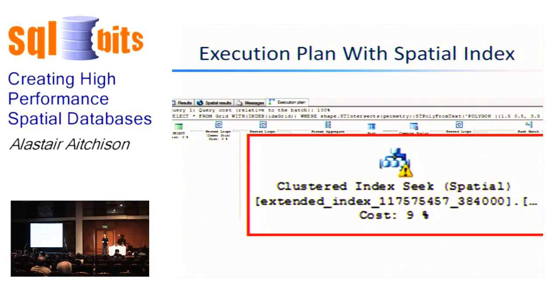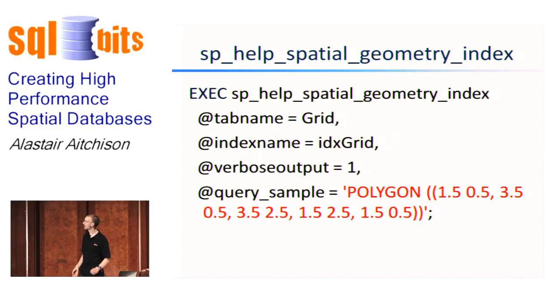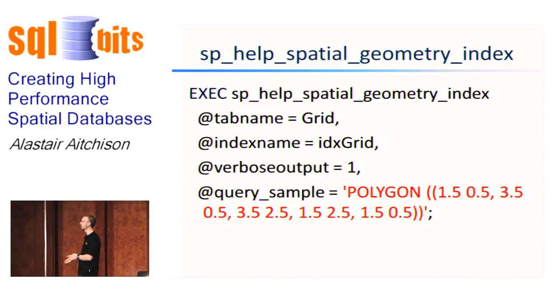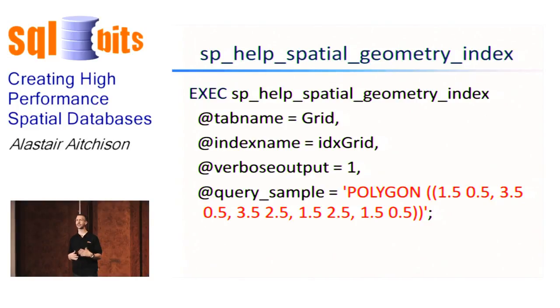How does it do the primary filter? How does it do the secondary filter? And how is that influencing the performance of the query? Fortunately, SQL Server comes with a new stored procedure, or actually a set of system stored procedures that are specifically designed for analysing and explaining the performance of spatial queries. And we're going to use one called sp_help_spatial_geometry_index. Again, there's a sister stored procedure to this called sp_help_spatial_geography_index, and each one of them also has XML versions which dump the output as XML rather than a table data set.